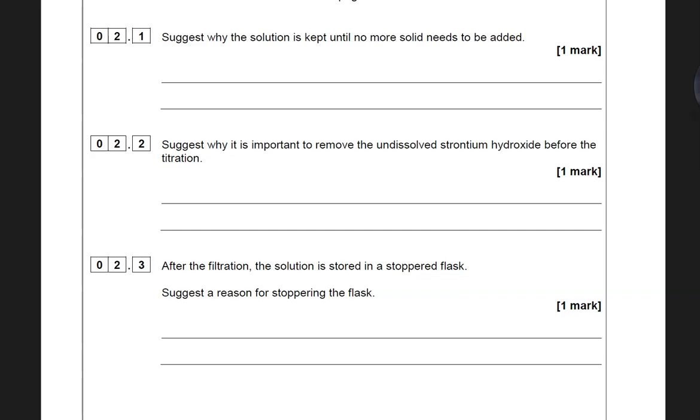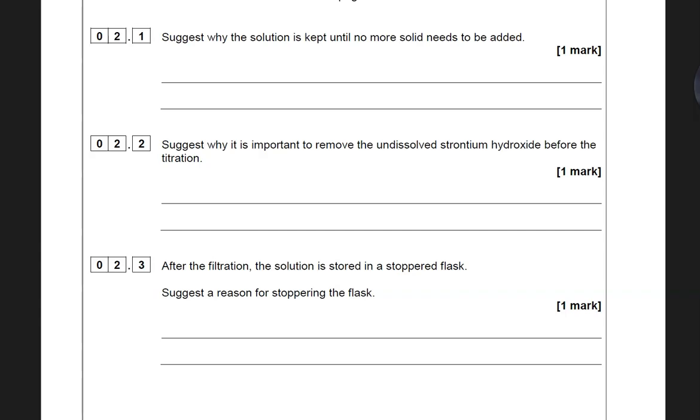Okay, the next part of the question 2.2. Suggest why it is important to remove the undissolved strontium hydroxide before the titration. That's because we would get a false higher titration value because some of the solid strontium hydroxide would also react with the hydrochloric acid during the titration. Therefore, the titration wouldn't just be reacting with the dissolved strontium hydroxide, but also an unknown amount of excess solid undissolved strontium hydroxide. We would get a false titration result, a high result.